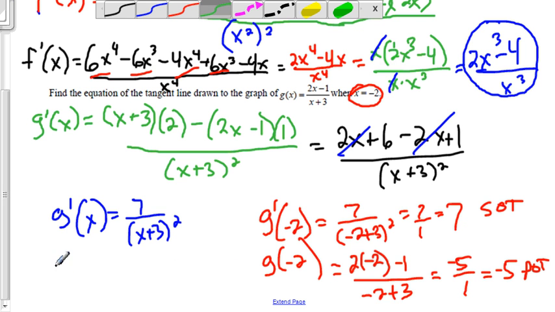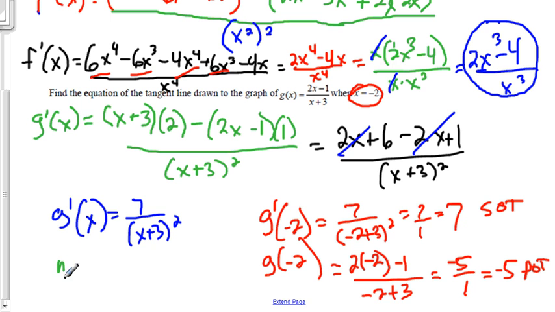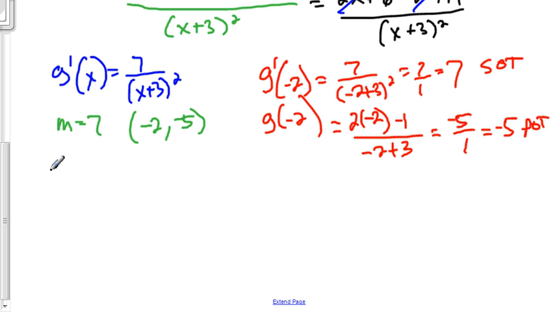Let's write the equation of the line. So I get slope equals 7 at point negative 2, negative 5. So let me give myself a little room here. y plus 5 equals 7 times x plus 2.